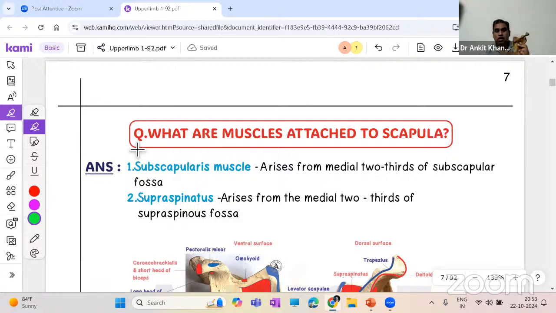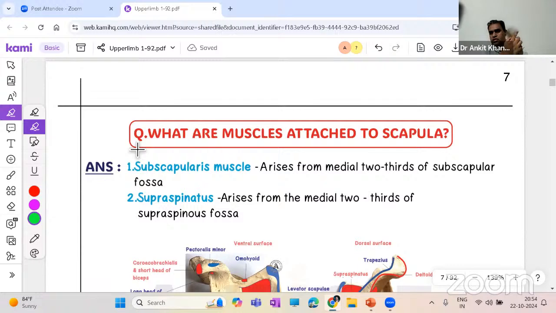Then we have the borders. The medial border on the posterior aspect will have your levator scapulae muscle, rhomboideus minor and major. That makes 7 muscles. The lateral border will have teres minor and teres major. 9 muscles. The inferior angle will have the attachment of latissimus dorsi also. 10 muscles. Fair enough?